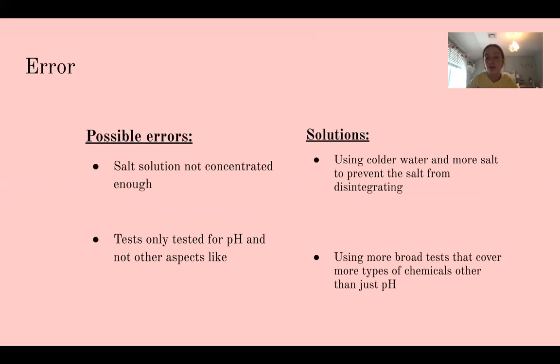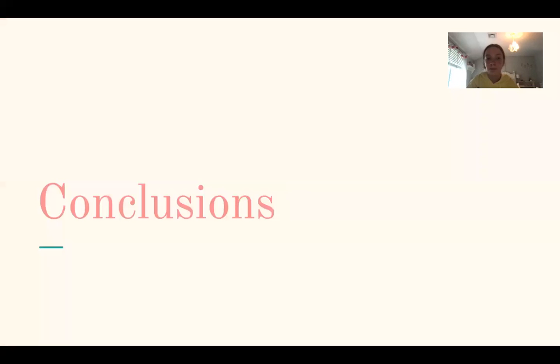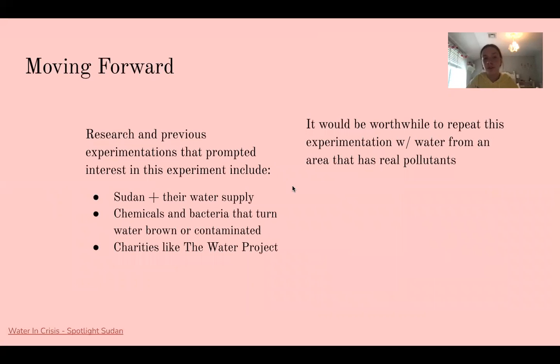The solutions would be using colder water and more salt to prevent the salt from disintegrating, as well as using more broad tests that cover more types of chemicals other than just pH. Moving forward, it would be worthwhile to repeat this experiment with water from an area that has real pollutants in it, and research in previous experimentations that prompted interest in this experiment include Sudan specifically and their water supply, chemicals and bacteria that turn water brown and contaminated, as well as charities like the Water Project.